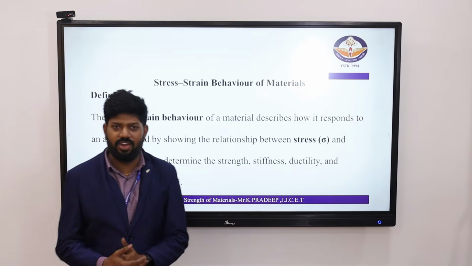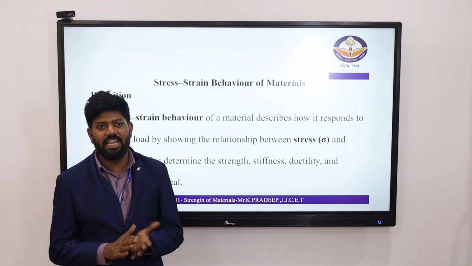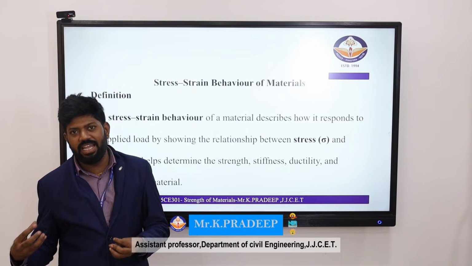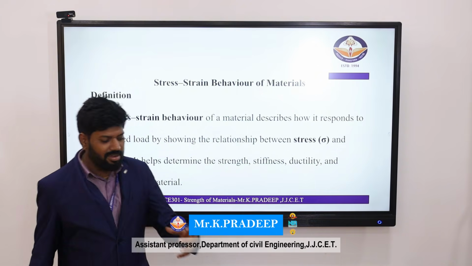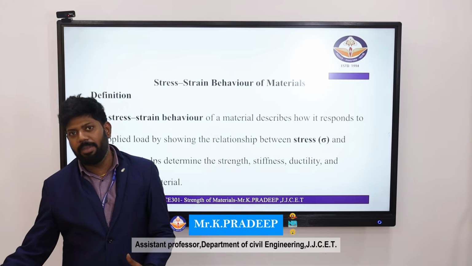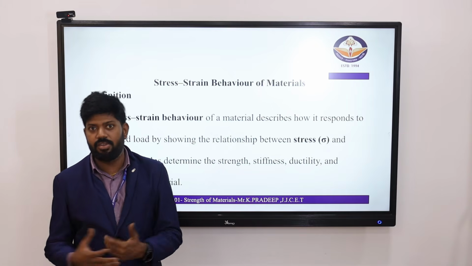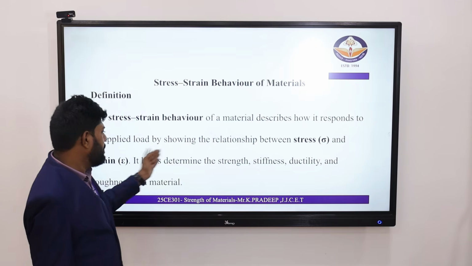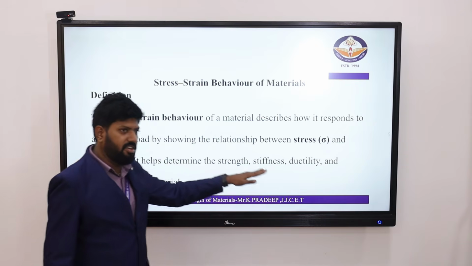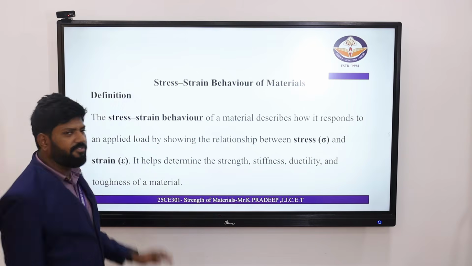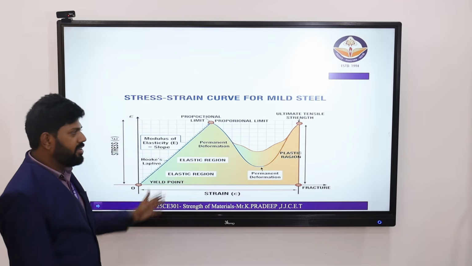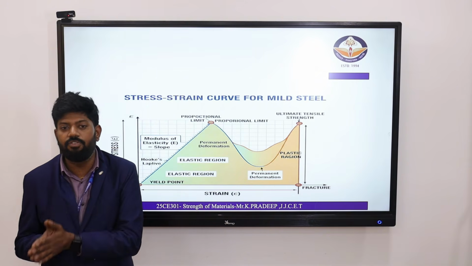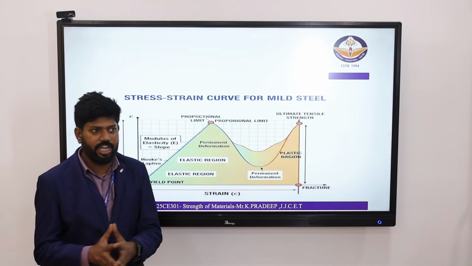Next is the stress strain behavior of materials. Every material behaves differently based on stress and strain, because every material has different characteristics. Steel behaves in one way, aluminum in another, and concrete in yet another way. Depending upon the stress strain relationship, the material may vary in strength, stiffness, ductility, and toughness. This is a stress strain curve. For example, in civil engineering, the stress strain curve for mild steel is an important concept.